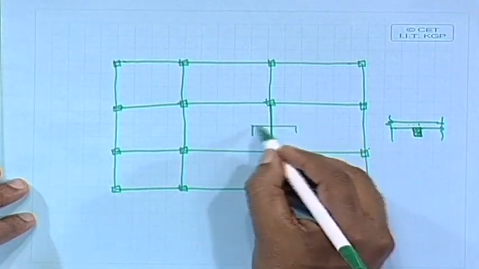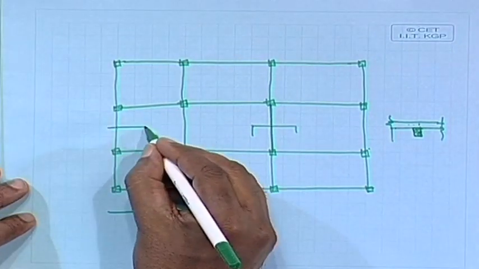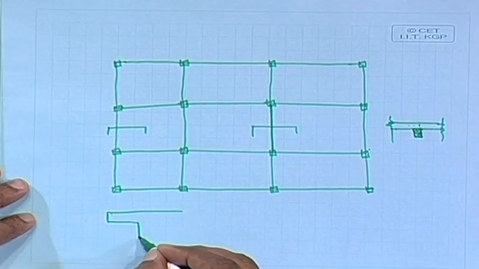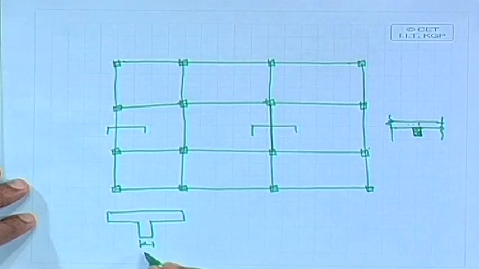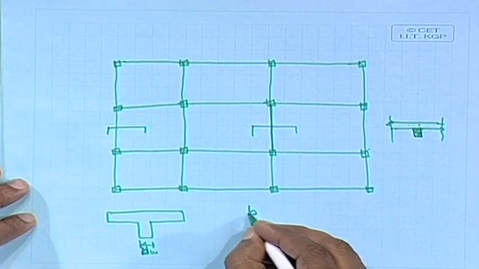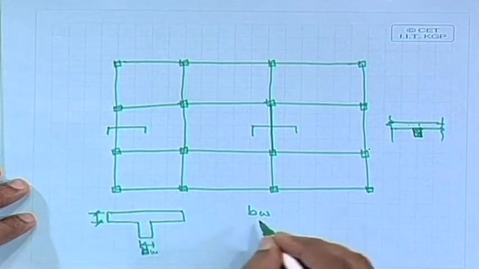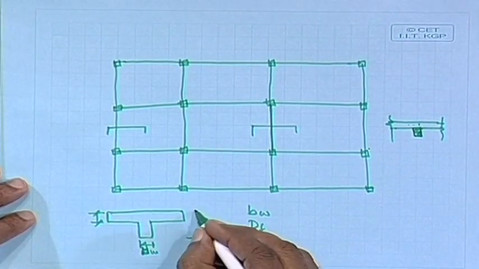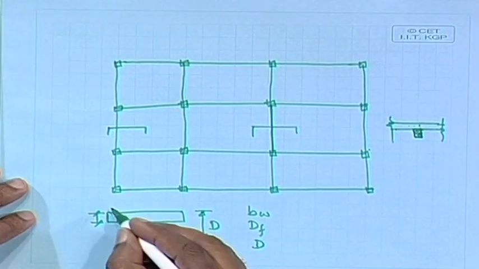So, how far shall we go? If we take a T beam or an L beam here, we have to specify the dimensions. There is no problem to define Bw, the width of the web, and Df, the depth of the slab or flange. We can specify the overall depth D, but what about this Bf?